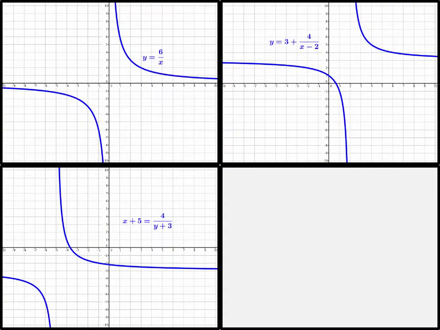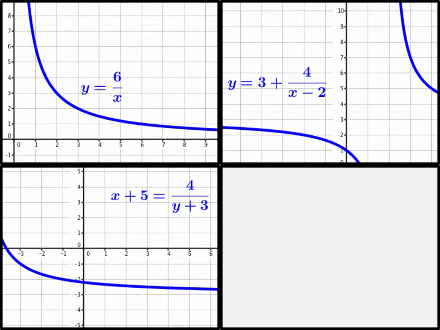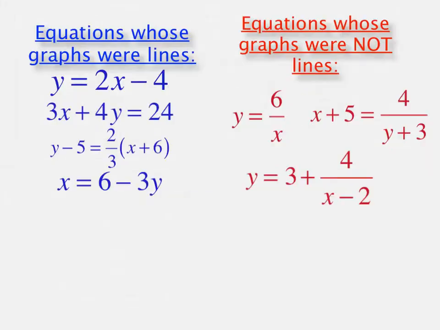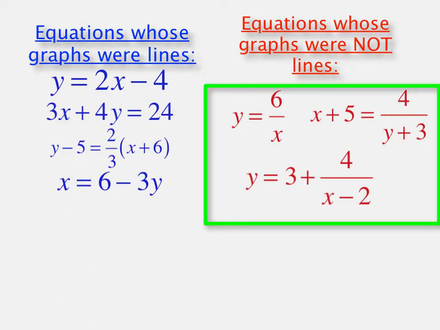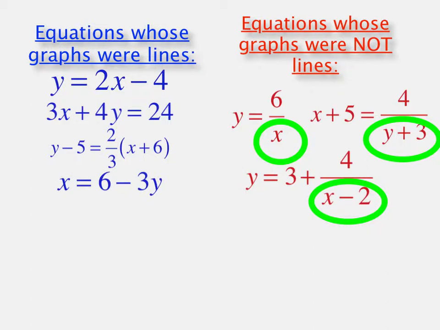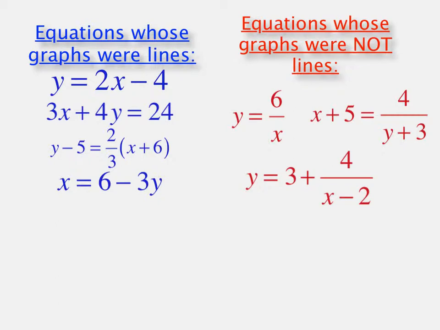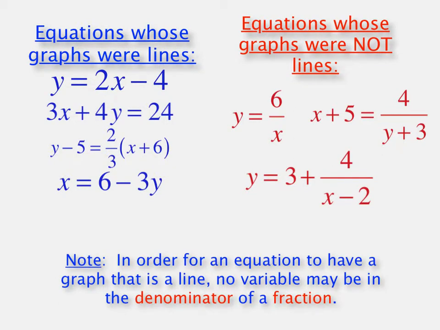Okay, here are three more equations and their corresponding graphs, all of which of course are not lines either. Now, what about these equations might tell us that their graphs are not going to be lines when we compare them to the equations whose graphs were lines? Well, in these three equations, I see that there is a variable in the denominator of a fraction. And that certainly doesn't happen in any of our equations whose graphs were lines. And so, our second observation is, in order for an equation to have a graph that is a line, no variable may be in the denominator of a fraction.